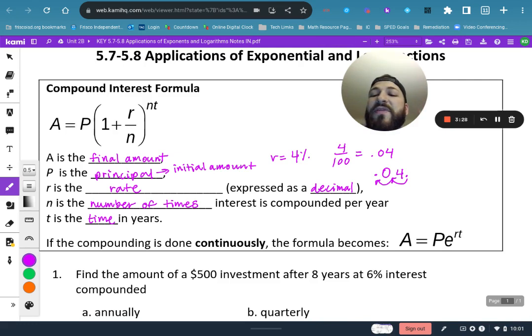Last but not least, if the compounding is done continuously, sometimes you'll see continuous compounding or continuous growth or something like that. We're actually going to use a different formula, and that is A equals P times e to the rt, with e being the natural number, which we've talked about before. Our natural log, ln, has a base of e. We call this equation the PERT equation because it spells PERT. But anytime you see continuously, you use PERT instead of the standard compound interest formula.